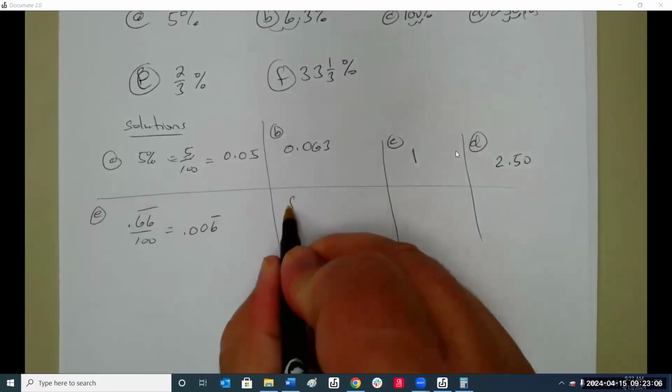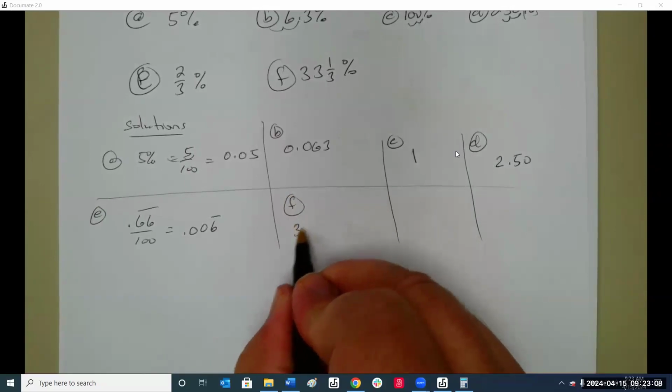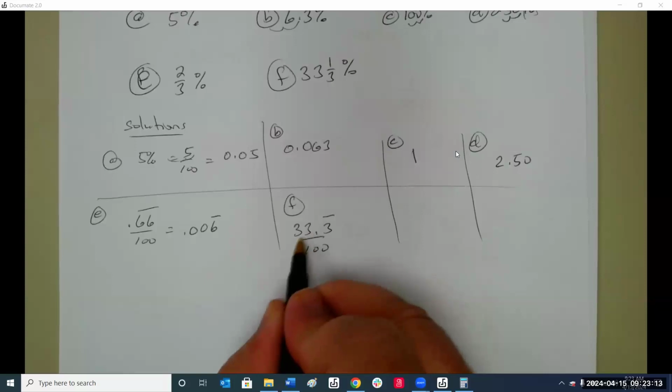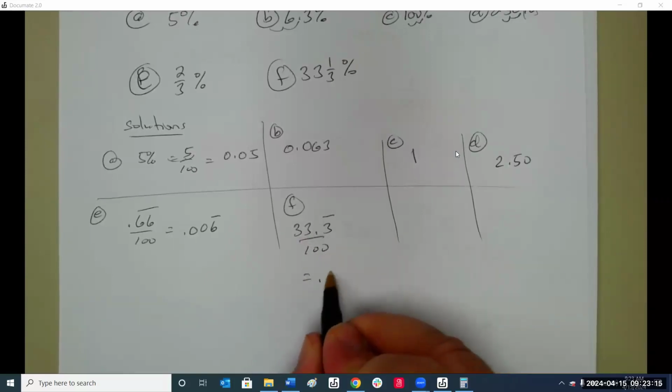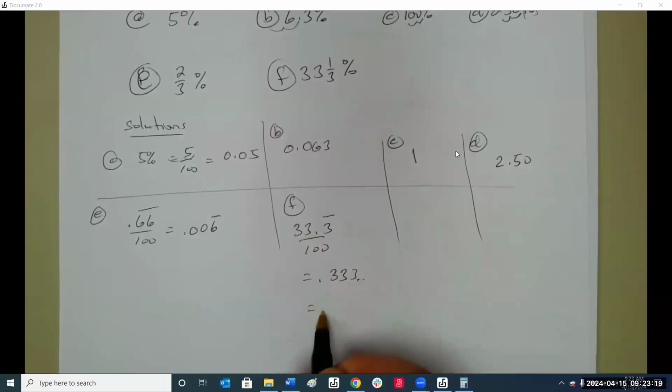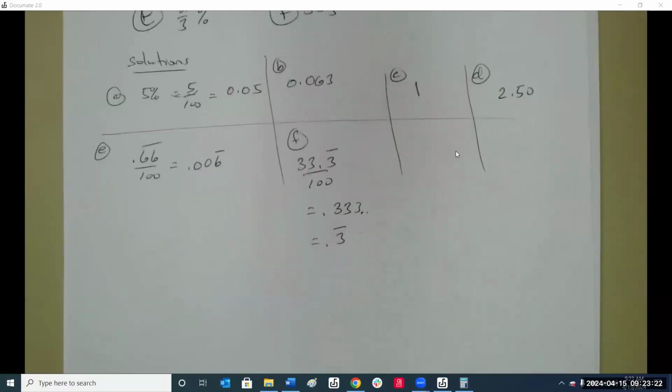E and F. 33.3 repeating divided by 100 is 0.33333 forever, which is 0.3 repeating.